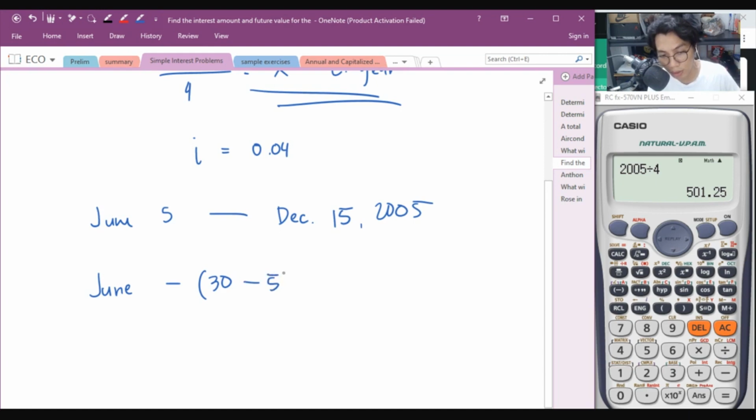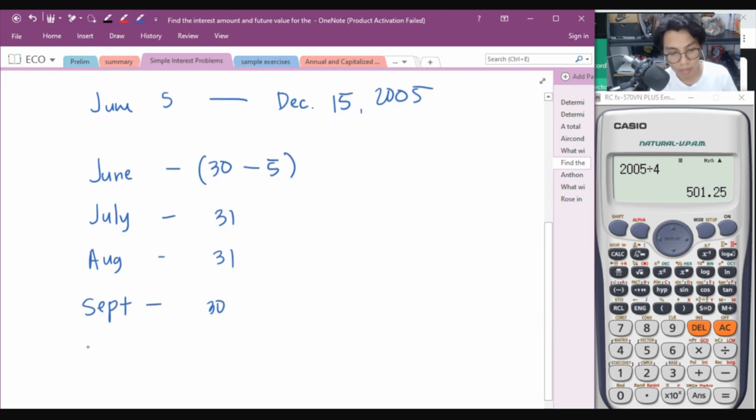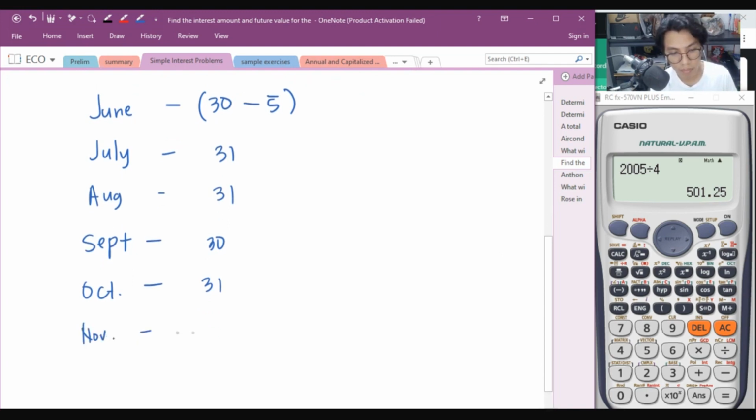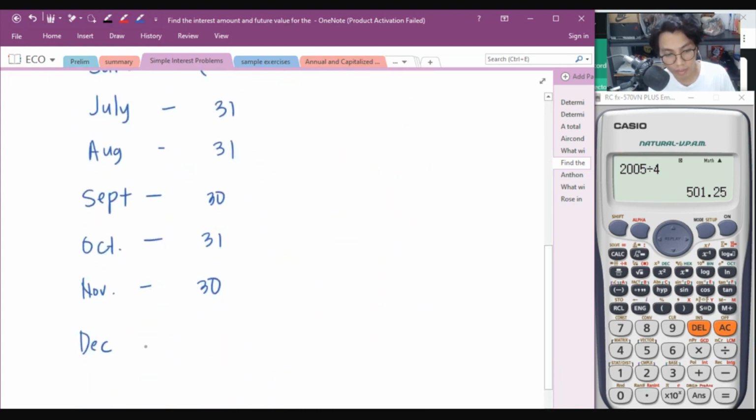Then 5 days have passed, so minus 5. Then July, that is 31. August, look, it has a knuckle again, so August is 31. September, no knuckle, that is 30. October has a knuckle, that is 31. Then November, no knuckle, so only 30. And then December, 15 days have passed, so that is 15 days.